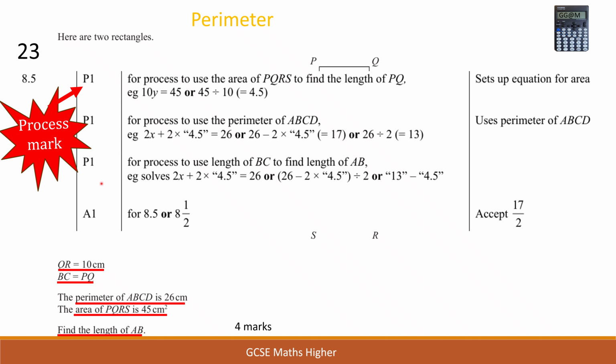P1 is a process mark, and you can see where the method marks are awarded for that to get the answer of 8.5 and how to get the answer.